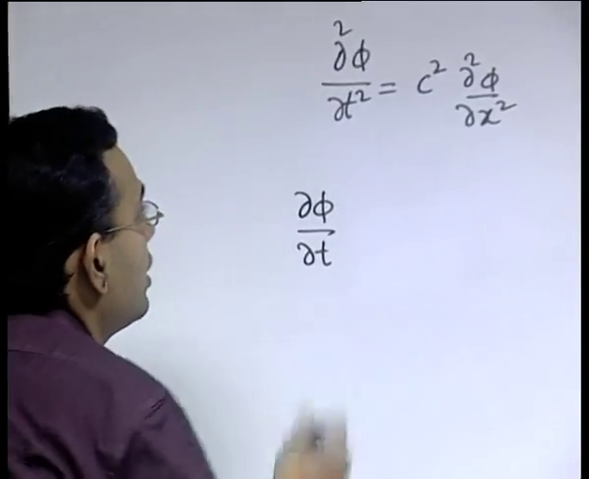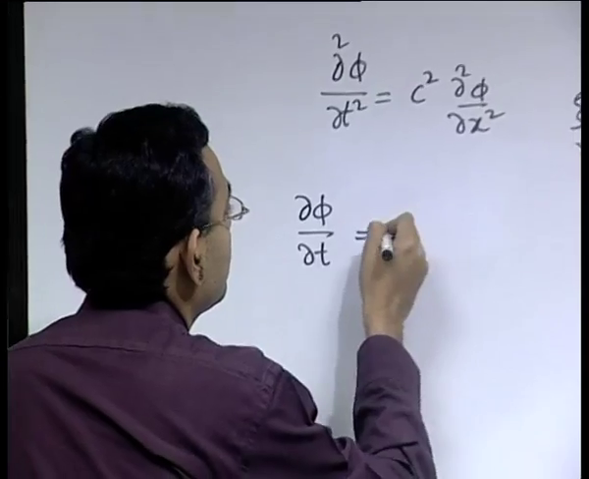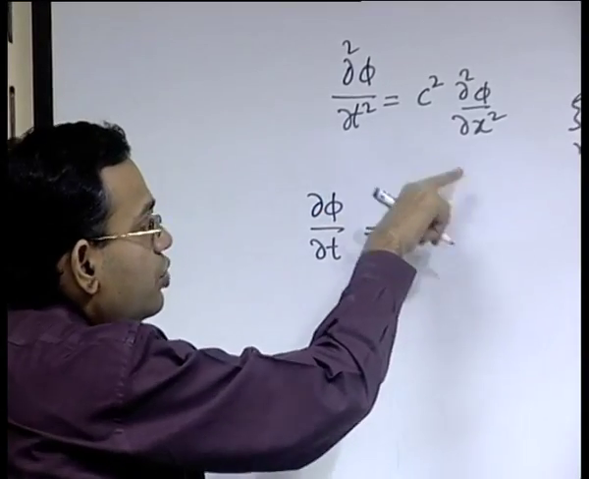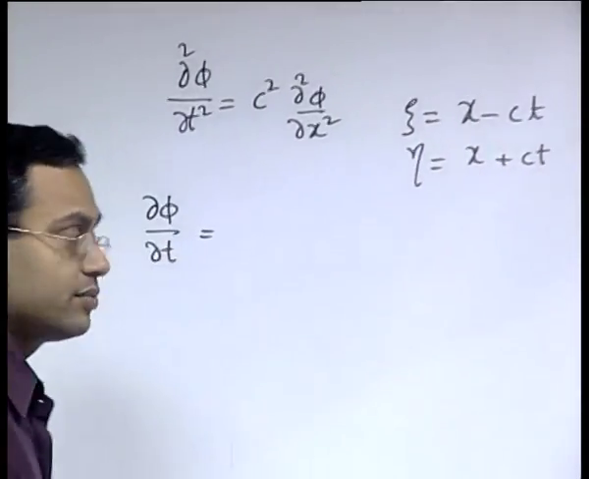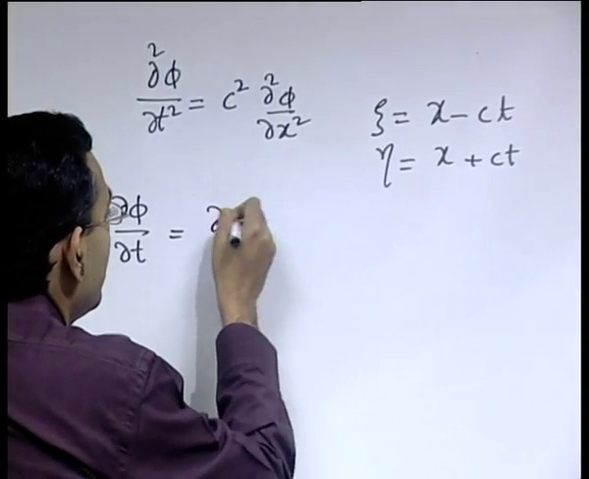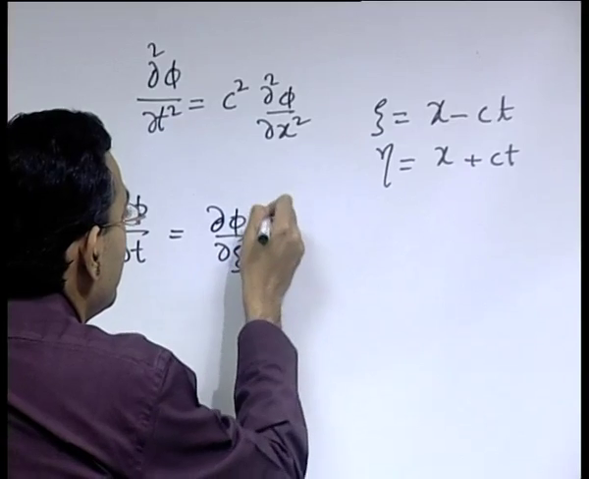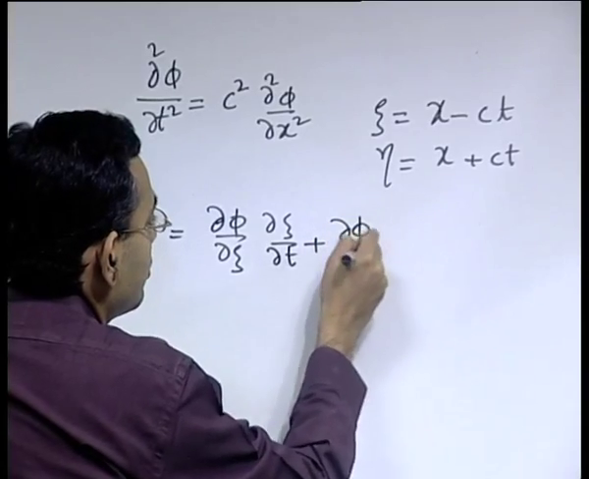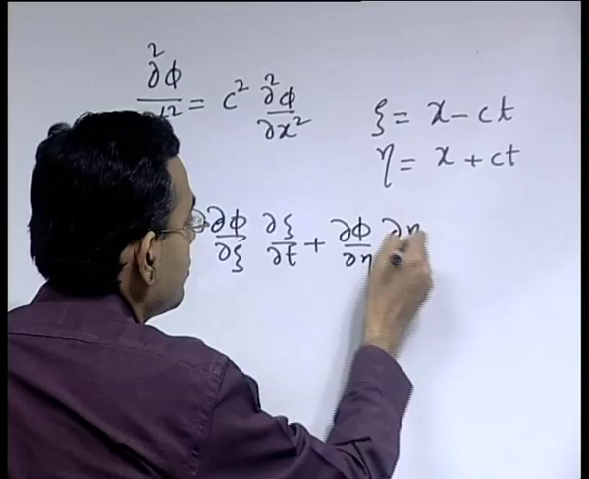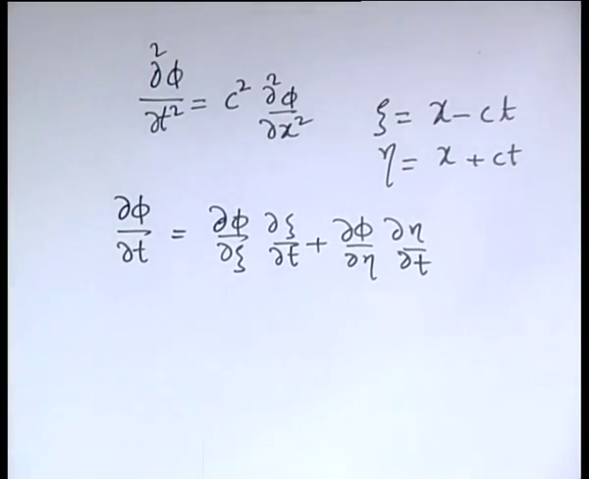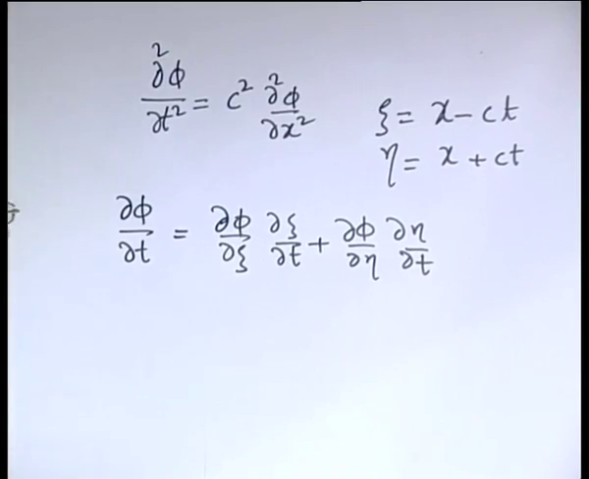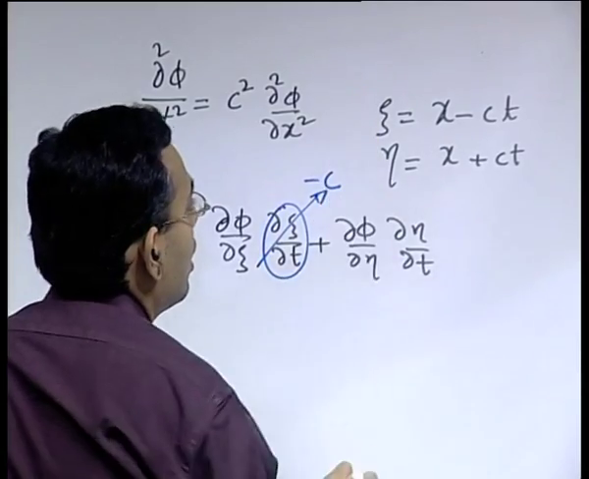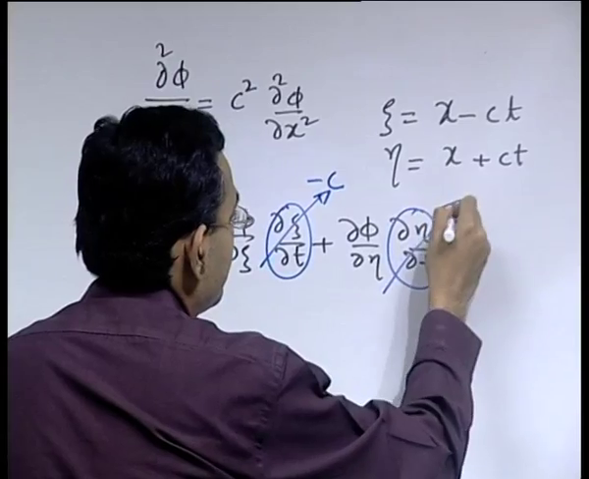First, del phi del t. Remember, phi is a function of x and t, which should be mapped to zeta and eta. So, del phi del zeta into del zeta del t plus del phi del eta into del eta del t. What is del zeta del t? That is equal to minus c, and del eta del t is plus c.